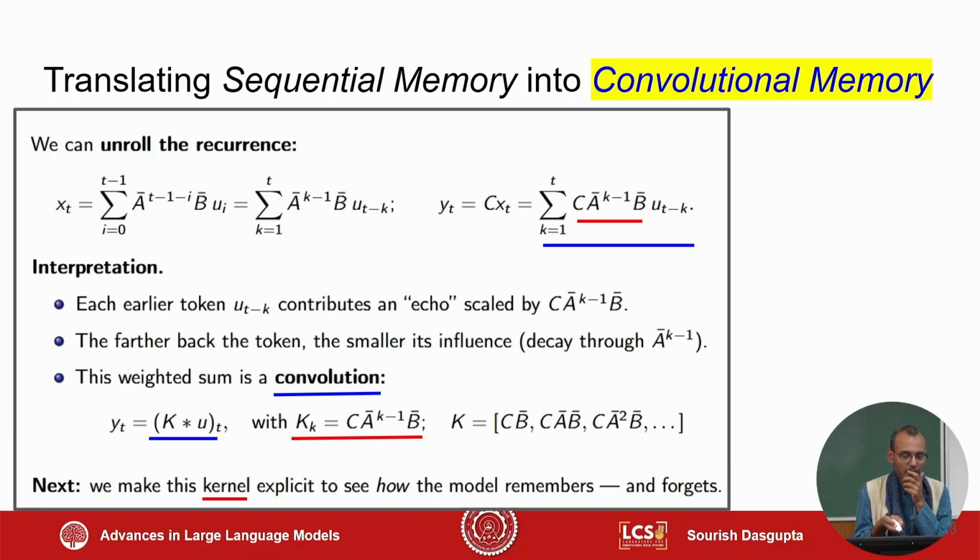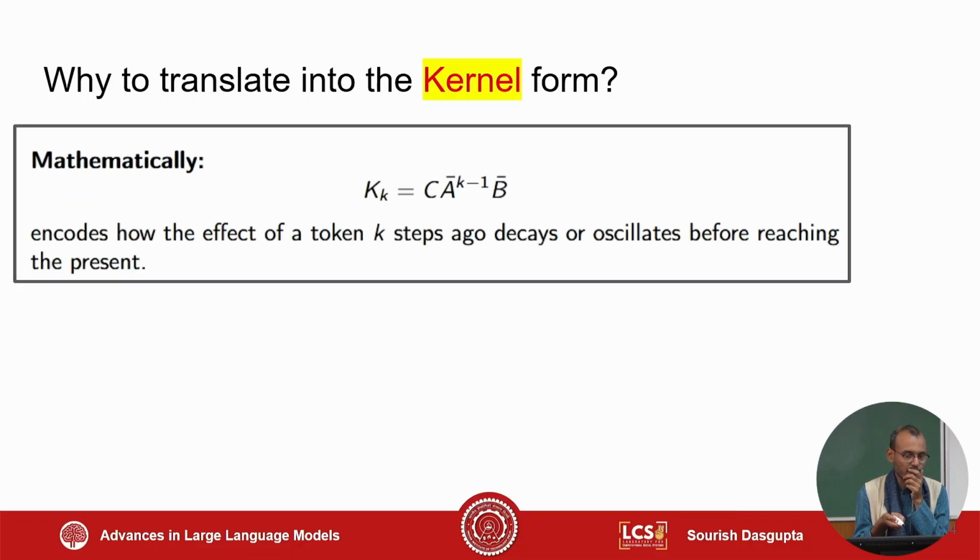Now if you look at it, something very interesting is going on. Why translate it into a kernel form? Basically it's a very neat way of encoding the effect of a token k steps ago, how it decays or oscillates before reaching the present. So that's basically what the kernel would mean. So what's this effect? What's this influence?